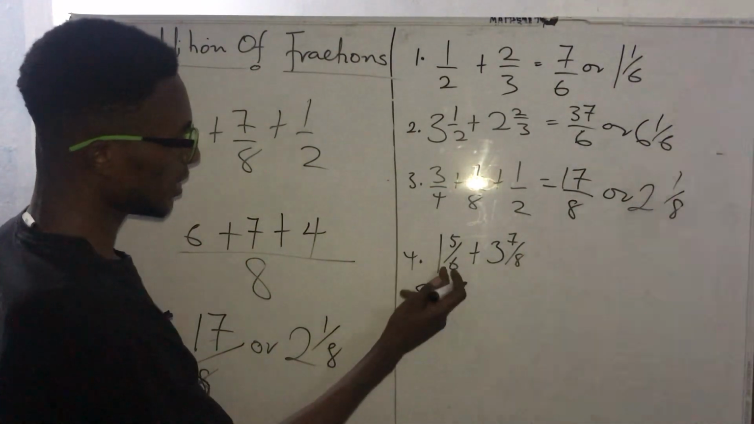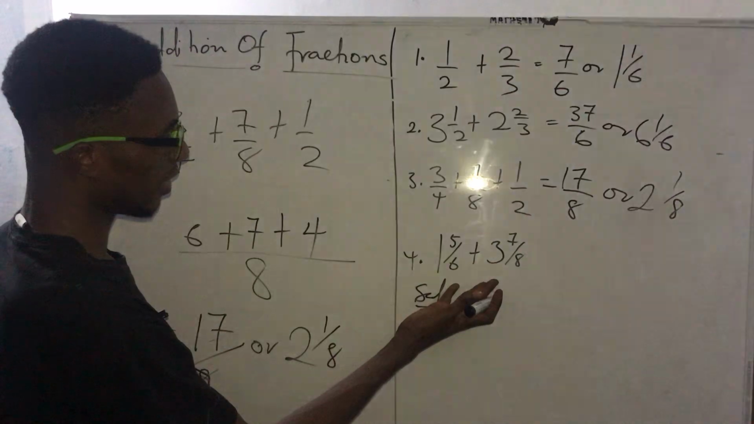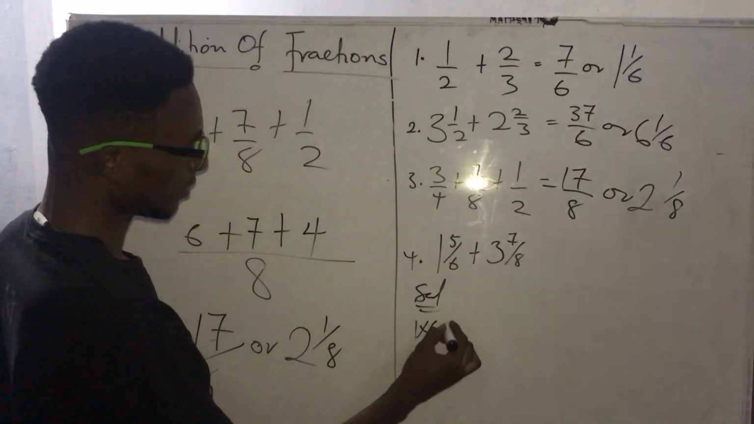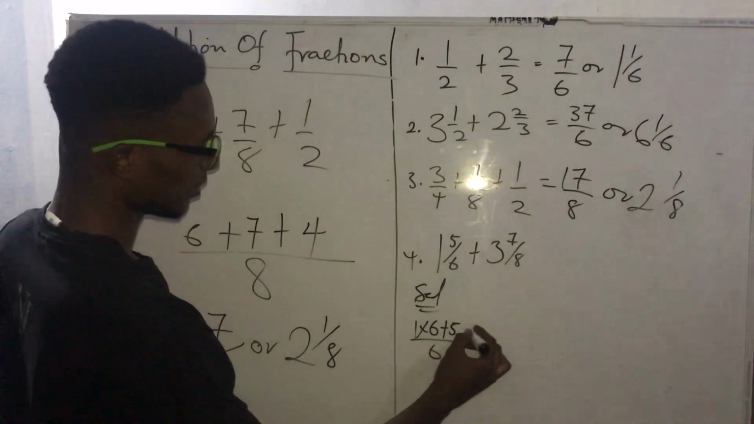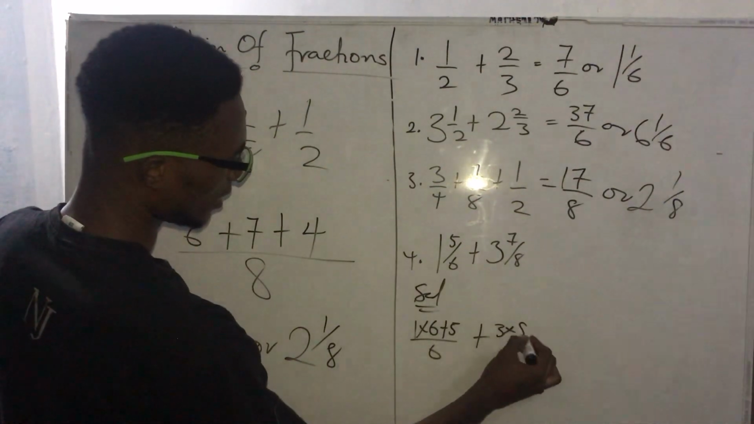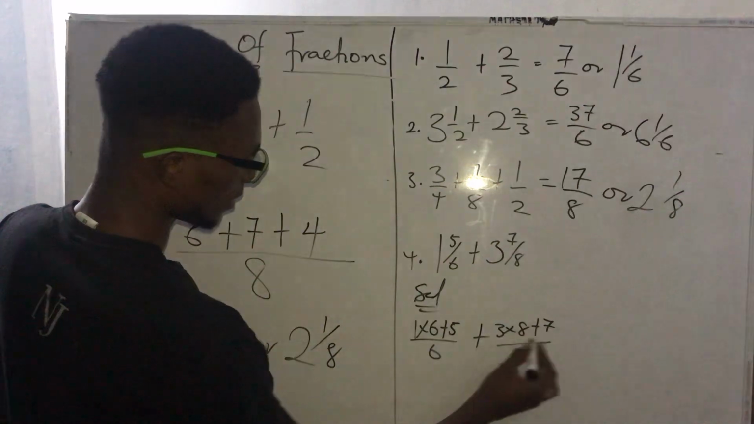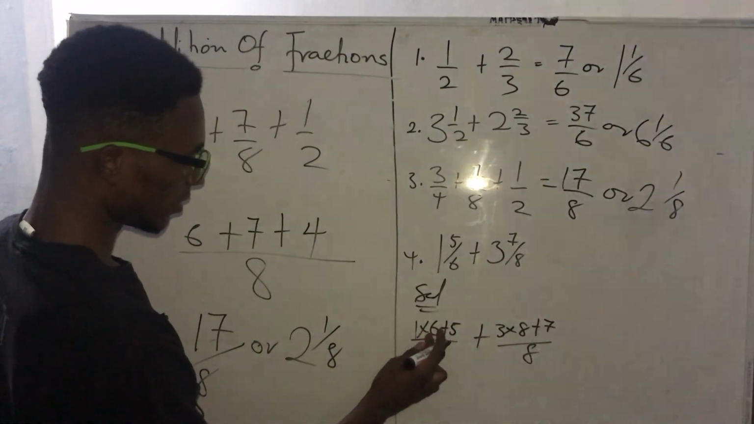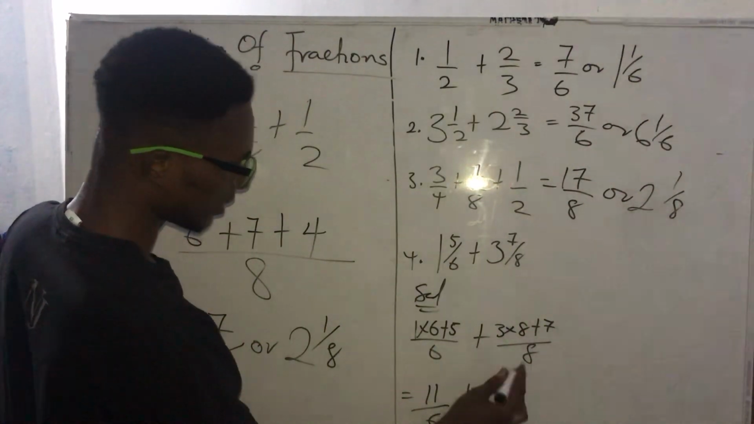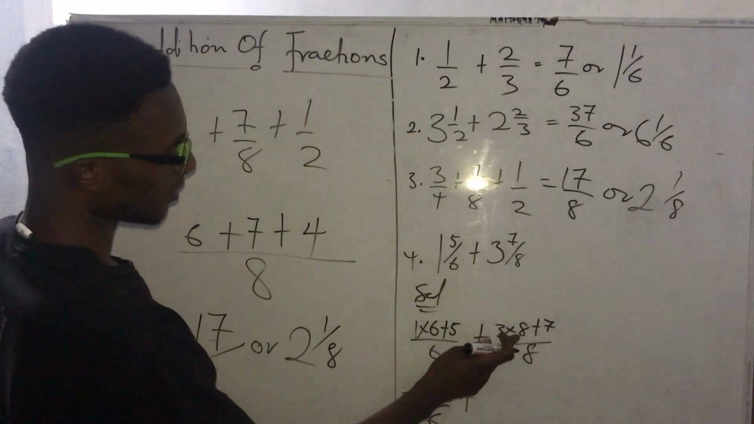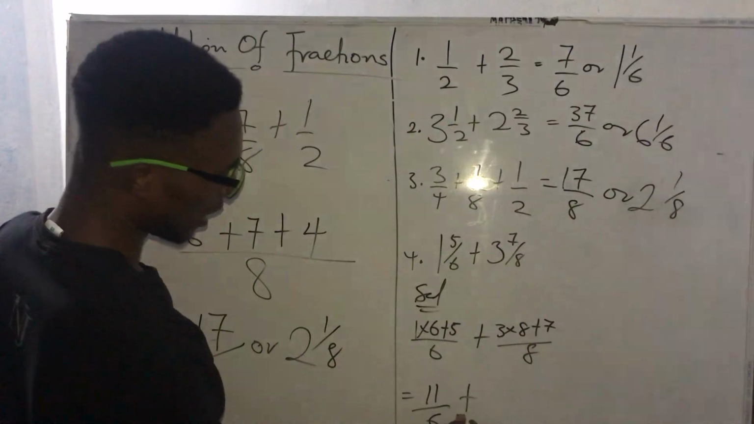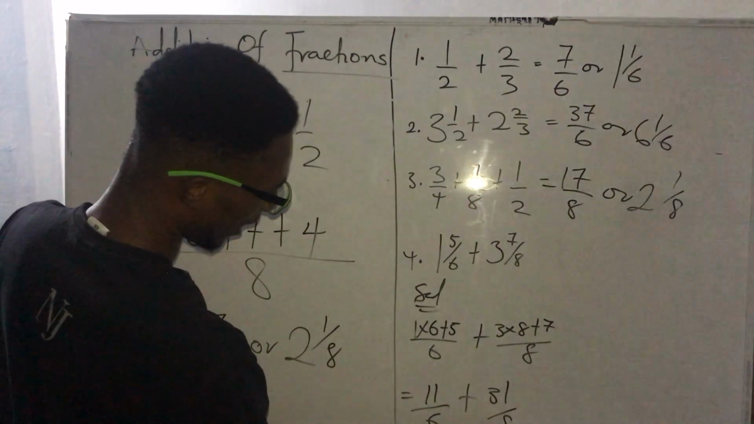So to change this to improper fraction, we have 1 times 6 plus 5 all over 6, then plus 3 times 8 plus 7 all over 8. So here will be 1 times 6 is 6 plus 5, 11 over 6, plus 3 times 8, 24, plus 7, 31. So we have 31 over 8.